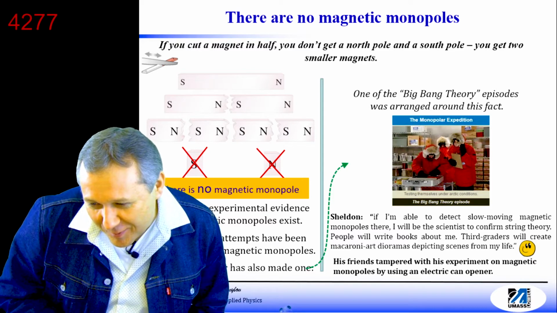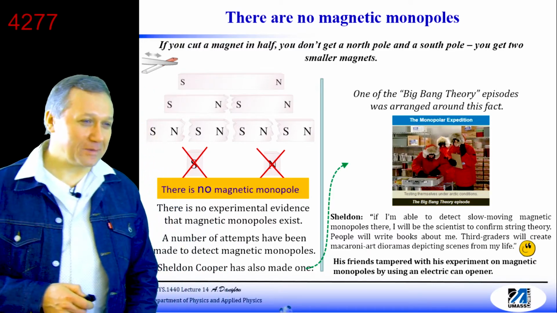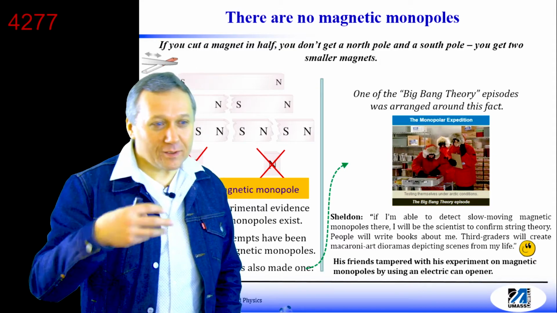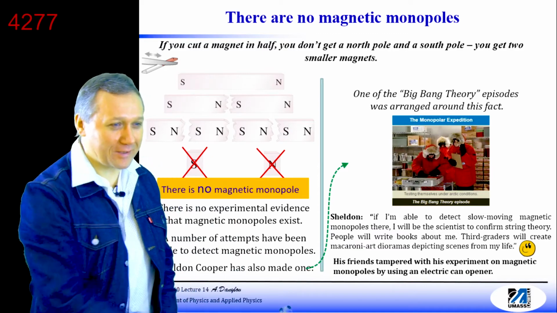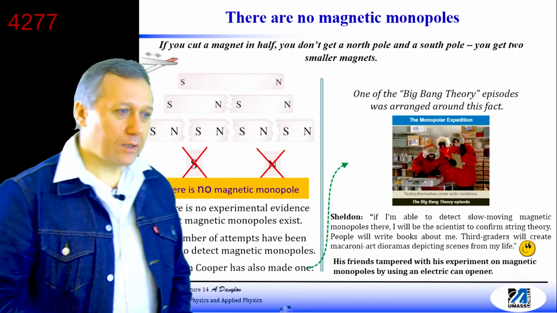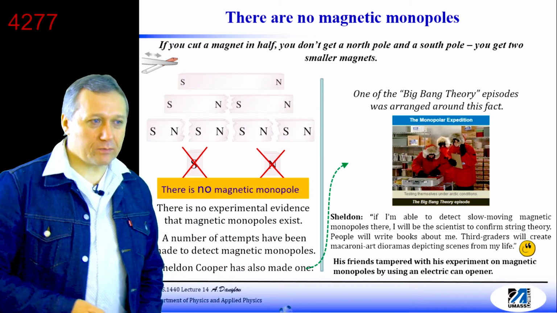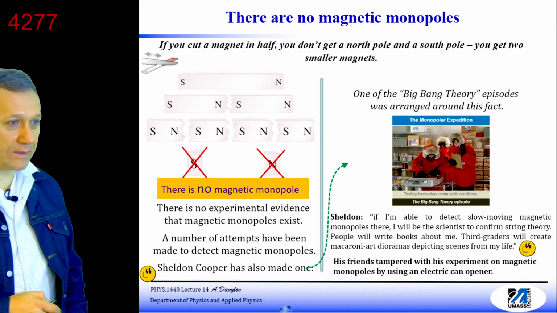He was so crushed that he left the university and went back to his hometown in Texas, right? I'm just trying to emphasize that, yeah, it's a very big thing if somebody manages to find a magnetic monopole. But so far, no one has ever seen them.